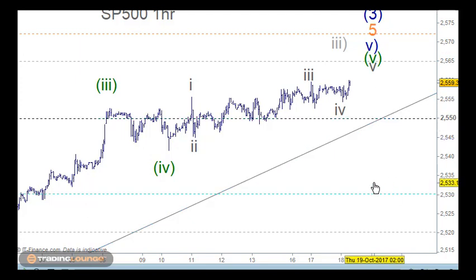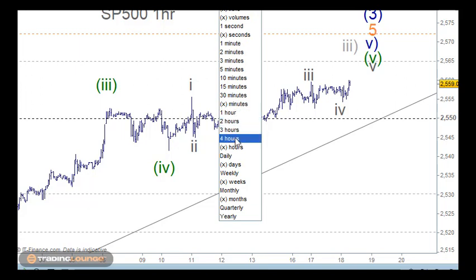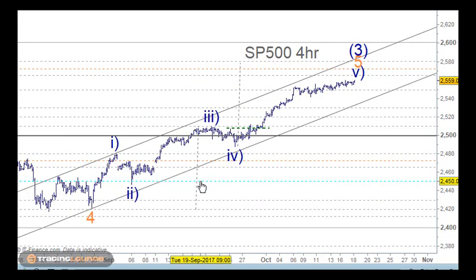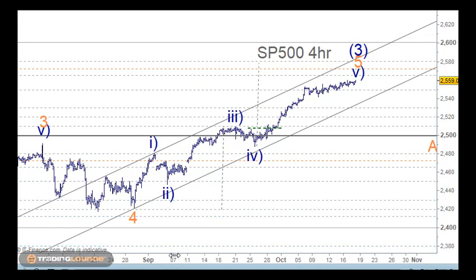So the only spanner in the works for all of this is that this blue wave 5 here, if I look at the NASDAQ, it counts better as a wave 3. So I'm going to go to the NASDAQ on the 4-hour chart, and it's just something that we need to accommodate here. This is the count that we've got for the S&P 500 with this wave 4.